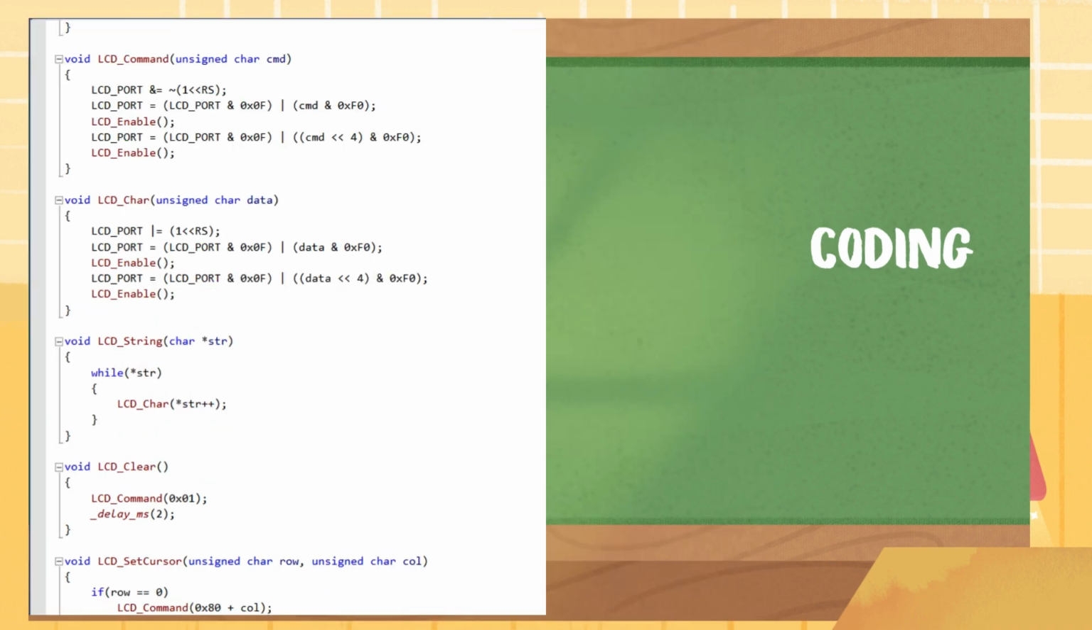For this slide, DDRA equals 0xFF. All pins on port A are configured as outputs because they control the traffic light LEDs. DDRD equals 0x00. Port D is configured as an input because the push button is connected there. Before using any hardware, the microcontroller must know which pins are inputs and which are outputs. If we set a bit to 1, that pin becomes an output. If we set it to 0, it becomes an input.